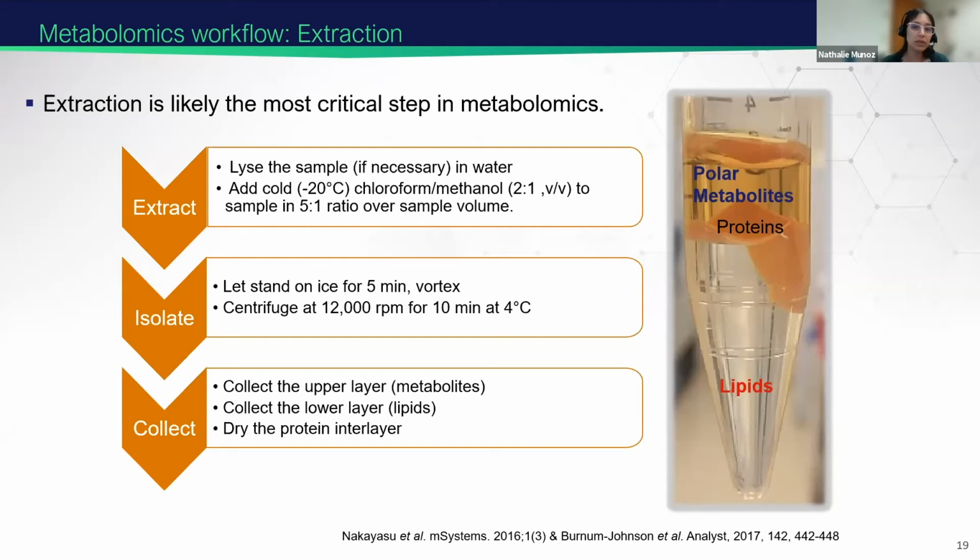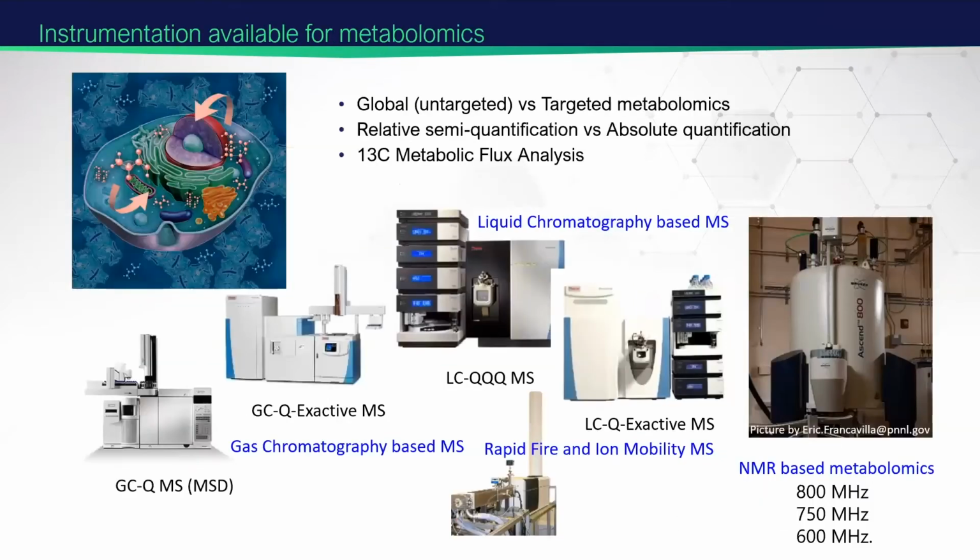We have lots of options of instruments for analysis. These are some examples of instruments that we routinely use in metabolomics for either untargeted or targeted approaches, to get relative levels or absolute quantification of metabolites, and if we're doing 13C metabolic flux analysis. You'll notice a couple of acronyms in common, and those are mass spectrometry, MS, and NMR.